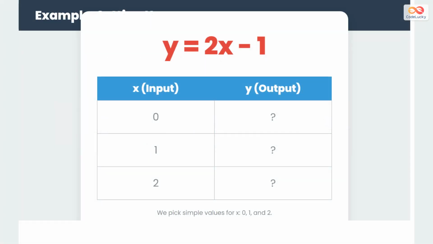Let's look at an example. We want to graph the equation y equals 2x minus 1. To do this, we set up a table. We can choose any numbers we want for x, but it is best to pick simple ones. Let's use 0, 1, and 2.